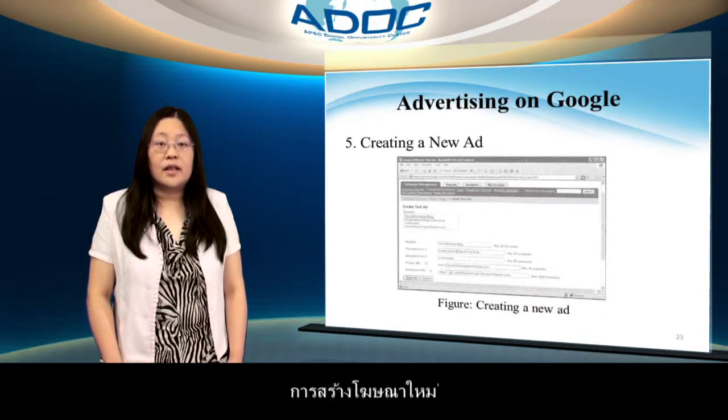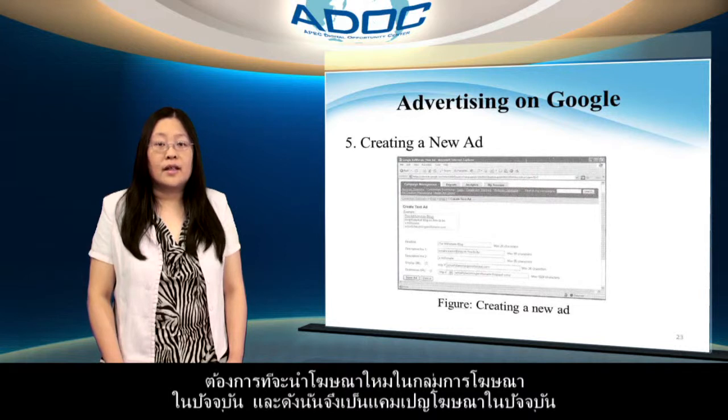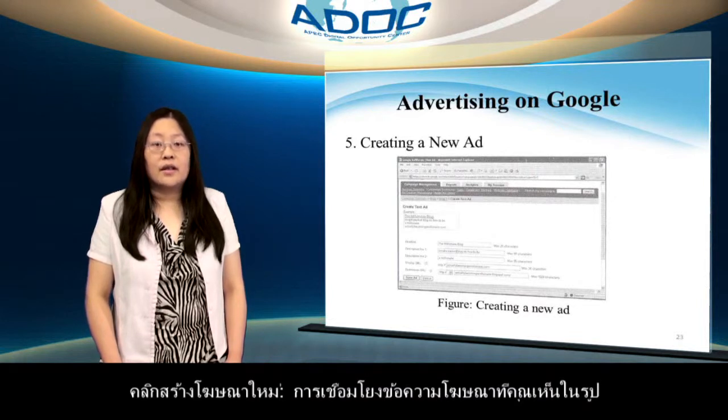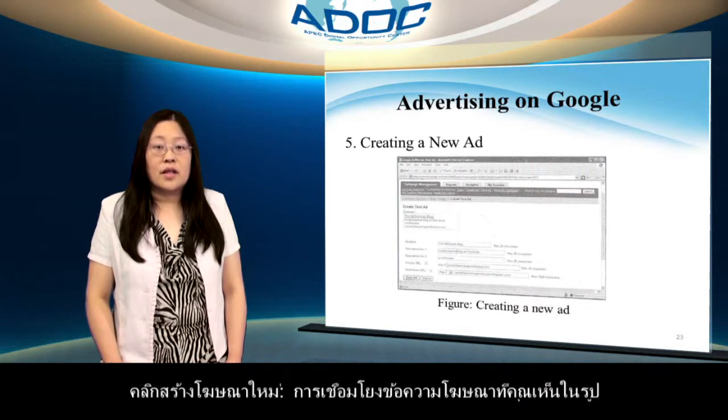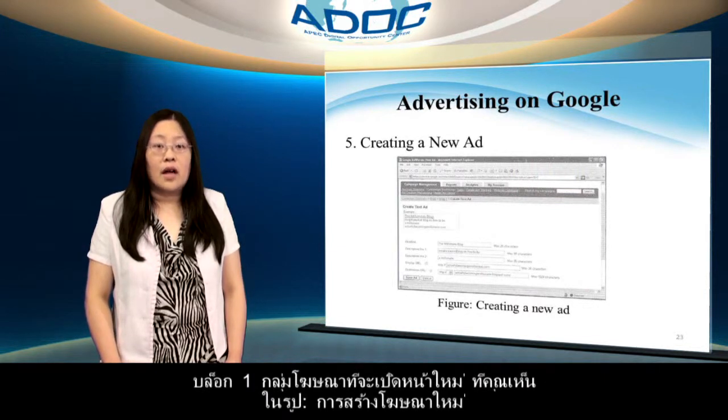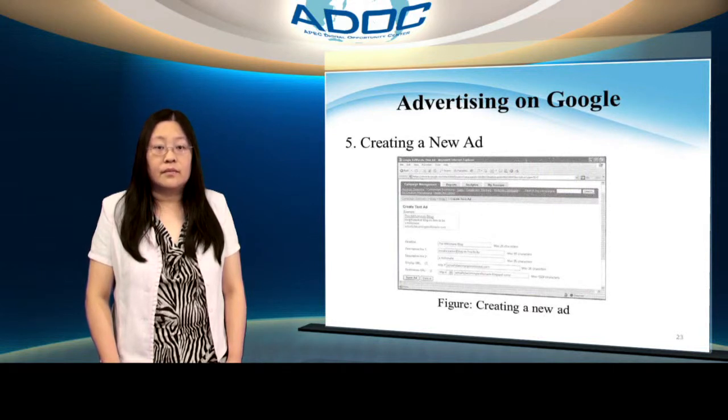Creating a new ad. Want to put a new ad in the current ad group, and therefore into the current ad campaign? Click the Create New Text Ad link that you see in the figure, the Blog 1 ad group, to open the new page you see in the figure, creating a new ad.